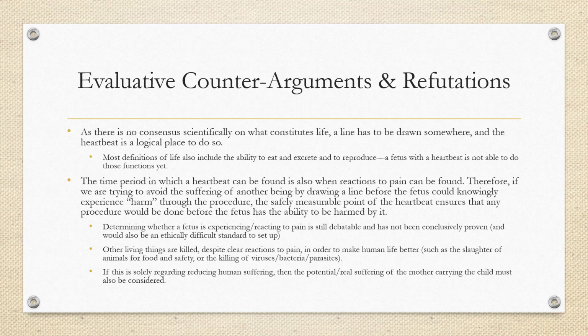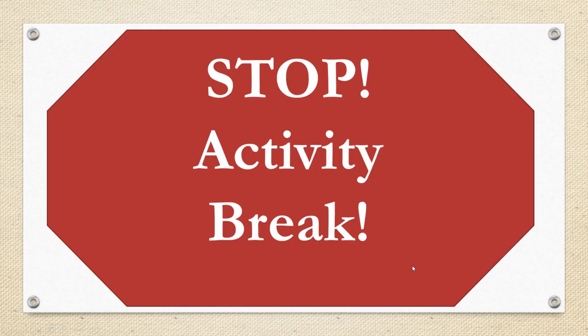Or if this is solely regarding reducing human suffering, all right, if that is your counter argument, you just want to reduce human suffering, then the potential and real suffering of the mother carrying the child must also be considered. Right? And all of these refutations would then be developed, and we would give logical support and pathos support for all of them. Okay? It's not just going to be this one statement. You're going to go on and really explain what this means and show the implications, because we can do that in evaluative essays.